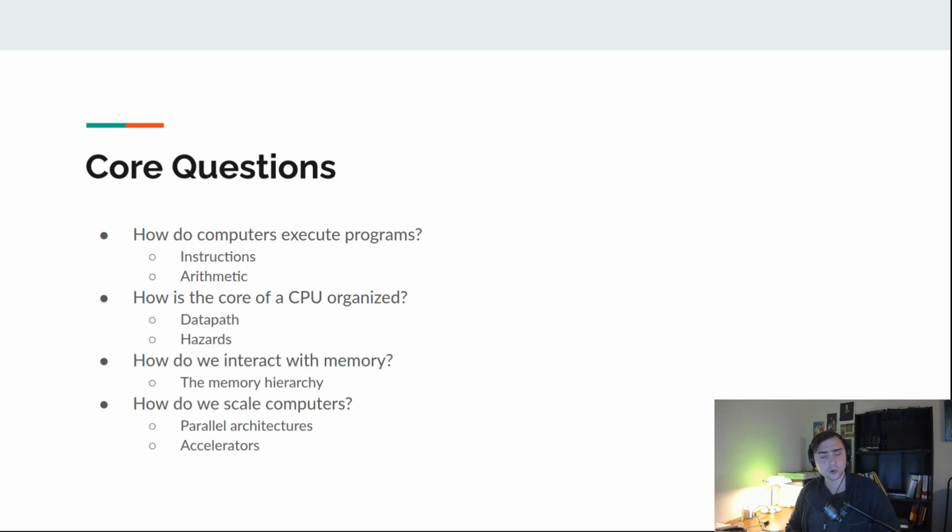And then finally, we're going to talk about how do we scale computers. In answering this question, this is going to bring up things like parallel architectures, like multi-core CPUs, as well as dedicated accelerators, things like GPUs.